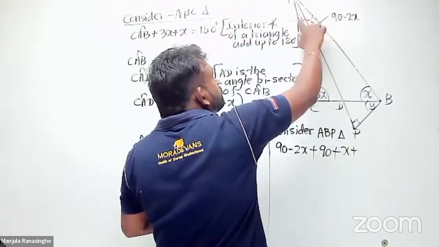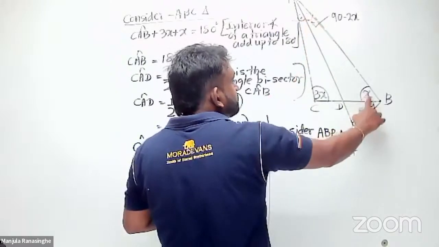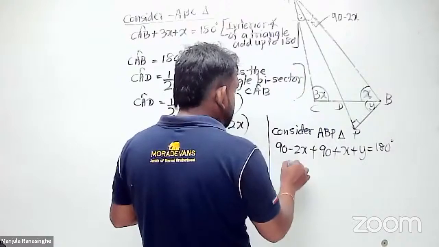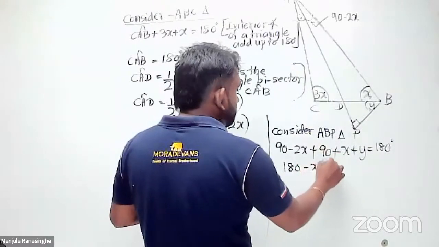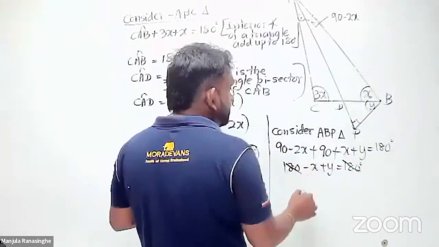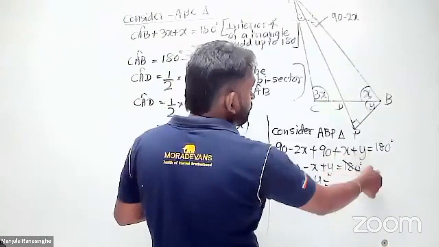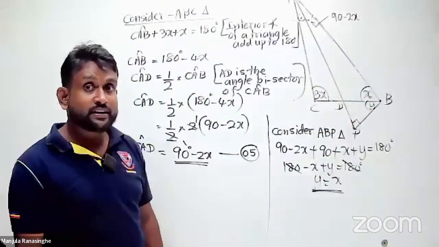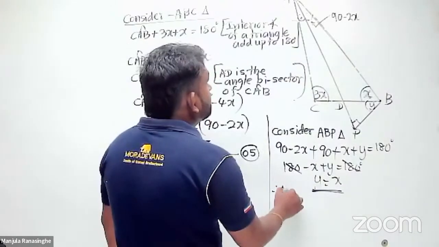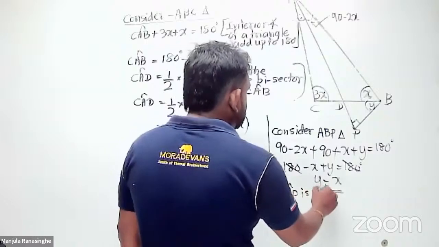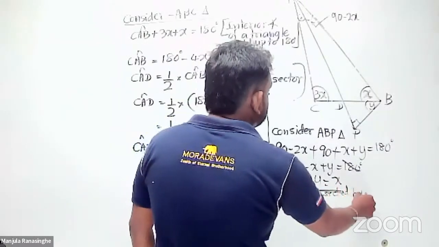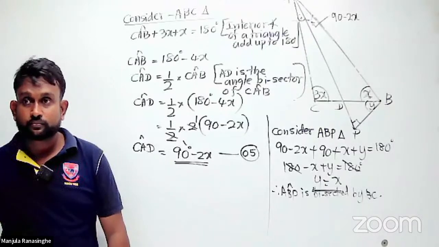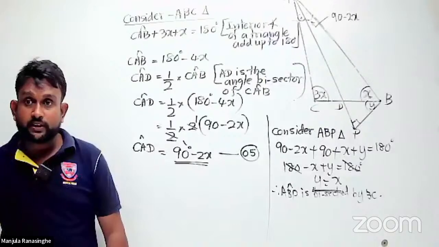So understood? Here 90 minus 2x because these two are equal, plus here 90 plus x plus y, this angle, equal 180. Now you can see that 90 plus 90, 180 minus 2x plus x, minus x plus y equal 180. Now both the sides 180 simplified, then y equal x. So I found that this is also x. Therefore angle ABP is bisected by BC. Correct it with the reasoning.